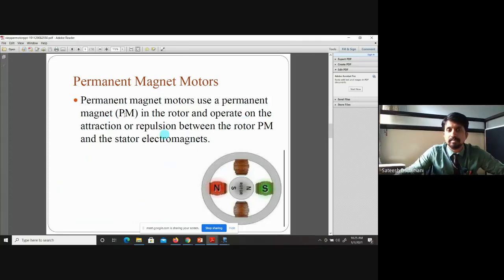Permanent magnet motors use a permanent magnet rotor and the stator electromagnet. For example, this is nothing but four poles. These are the stator and these are the electromagnets. And inside, whatever rotor is shown here, they have written N and S. N and S they have written means it is a permanent magnet rotor. They have used it. That is the difference from the other motors.